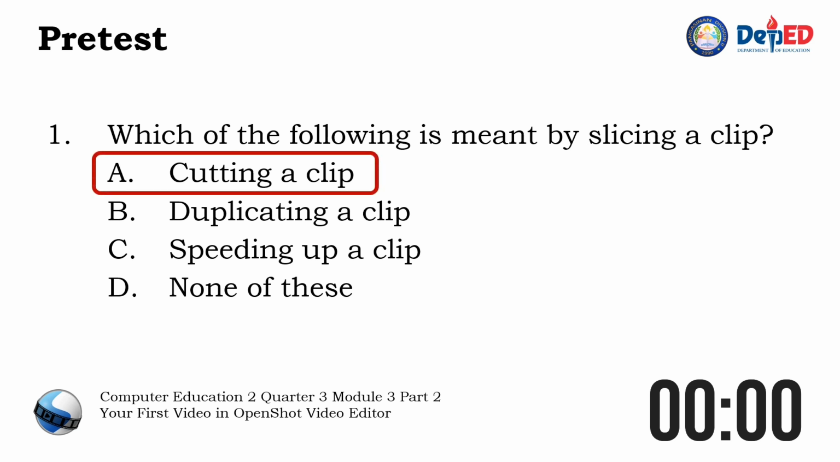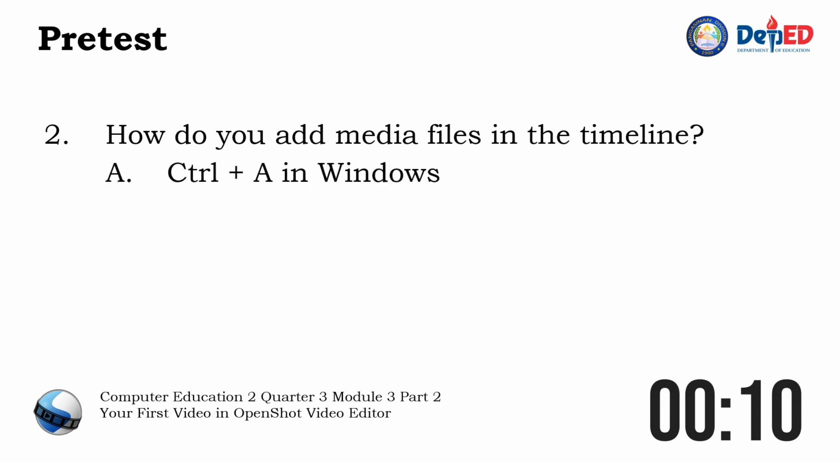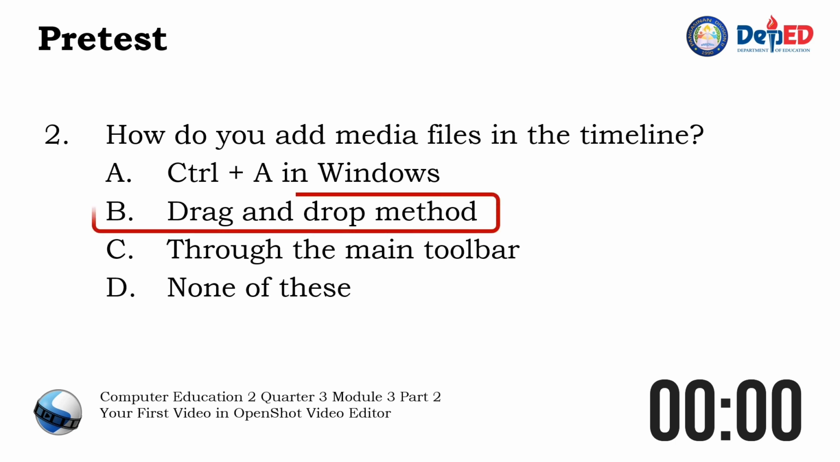If your answer is A, then you are correct. 2. How do you add media files in the timeline? A. Control A in Windows. B. Drag and drop method. C. Through the main toolbar. D. None of these. If your answer is B, then you are correct.